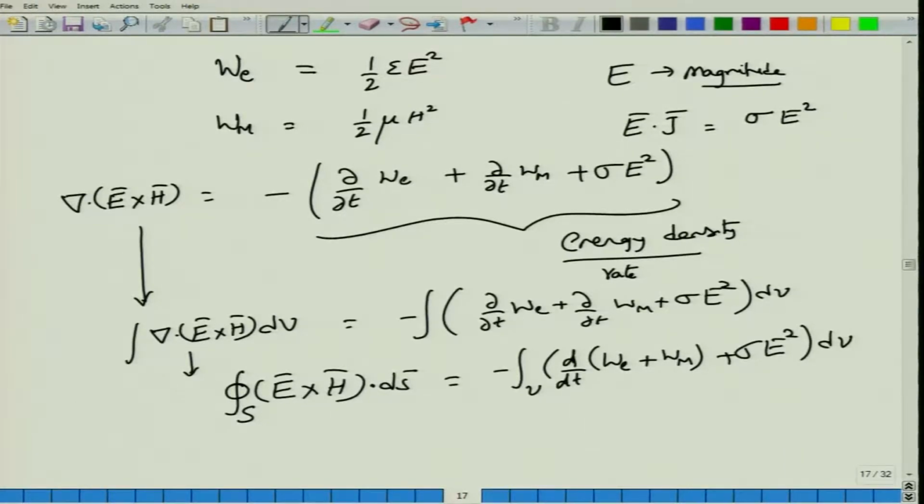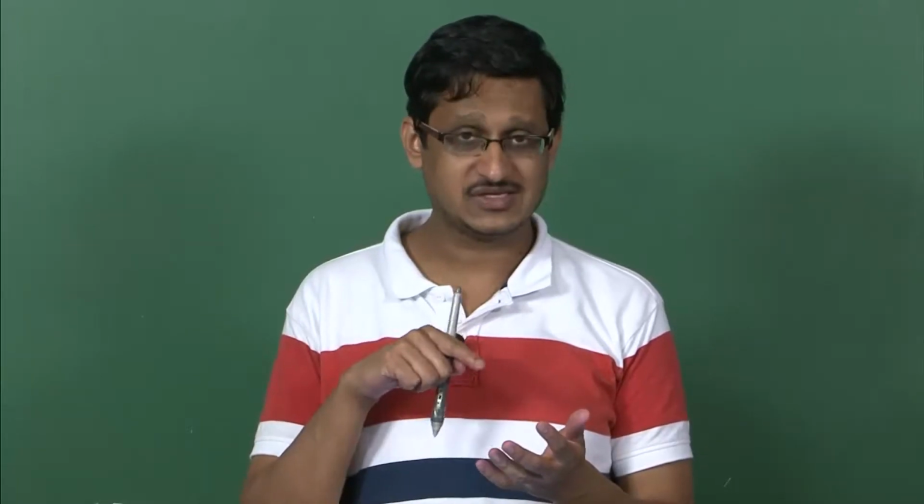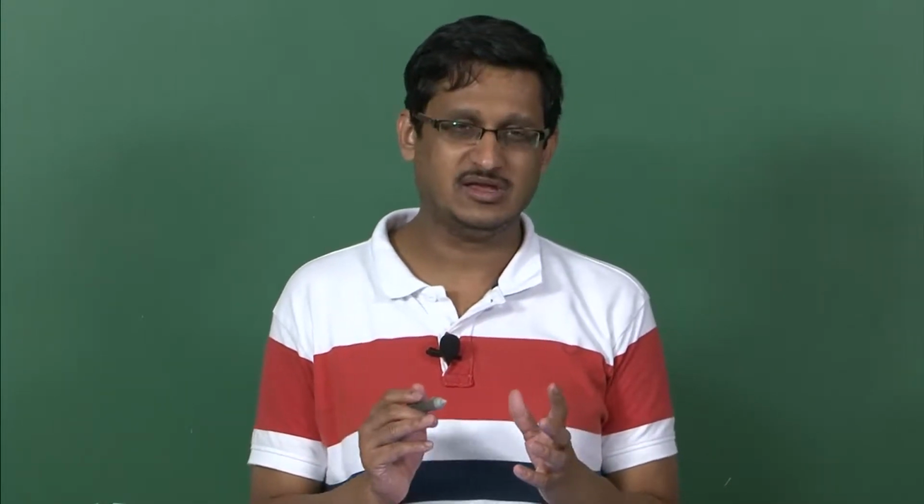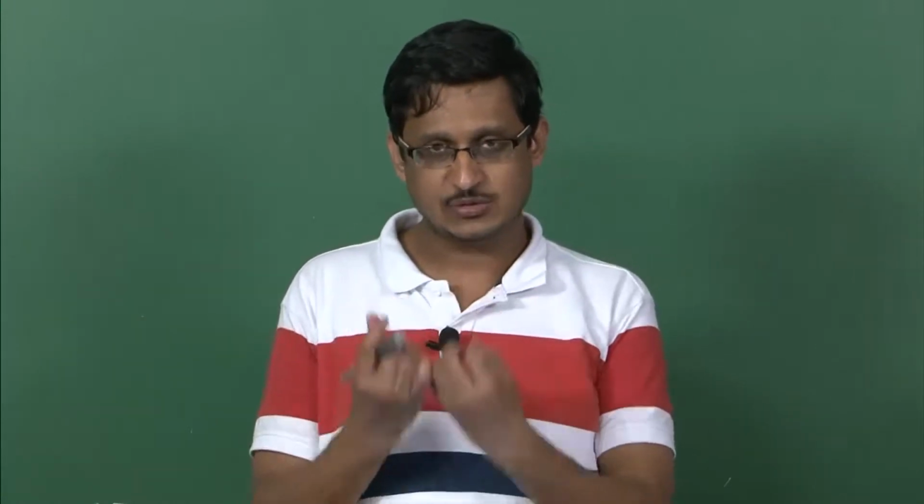Now look at this right hand side. It tells you that in a closed surface, in that volume that is enclosed by the closed surface, the electromagnetic energy is decreasing, the rate of electromagnetic energy is negative, which means electromagnetic energy is decreasing with time, and there is also dissipation in the form of the ohmic loss by this sigma E square by heating of the material. So even that power is actually reducing.